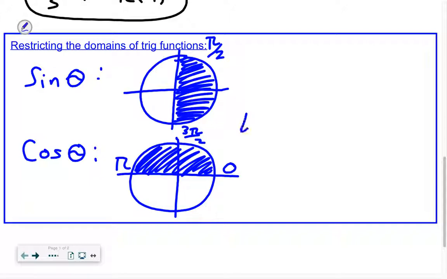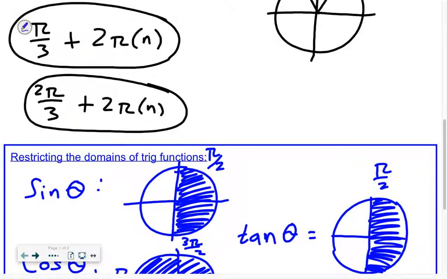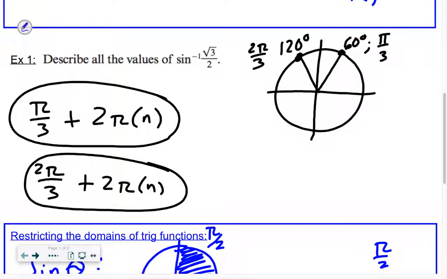And lastly, for tangent, this once again goes back to looking to the right-hand side, which again is pi over 2, 3 pi over 2. So before we move on, let's maybe go back and take a look at example number 1 again. Let's take our calculators out.